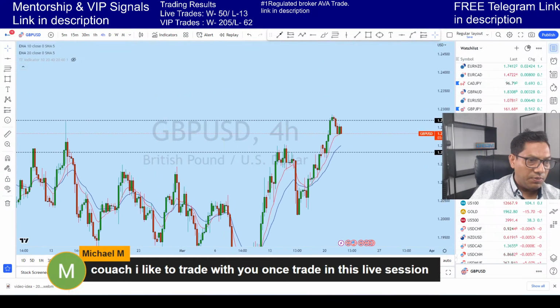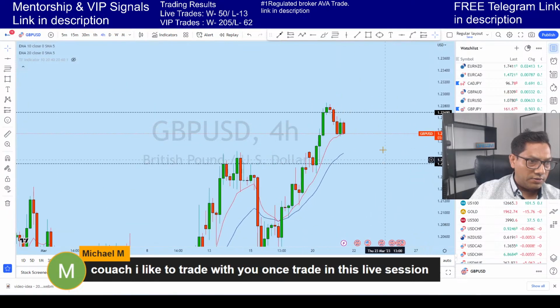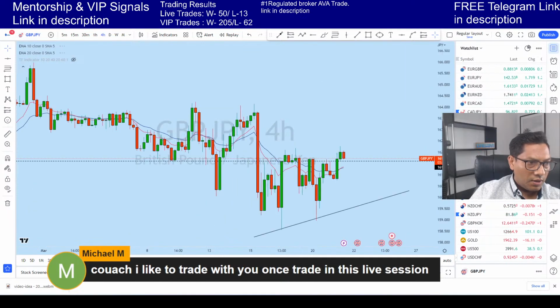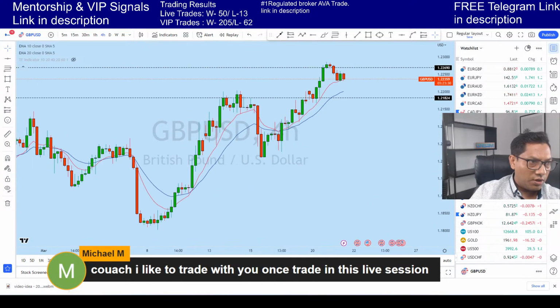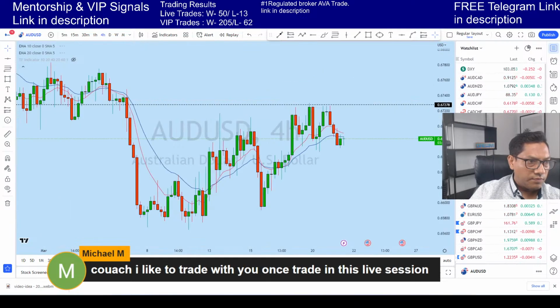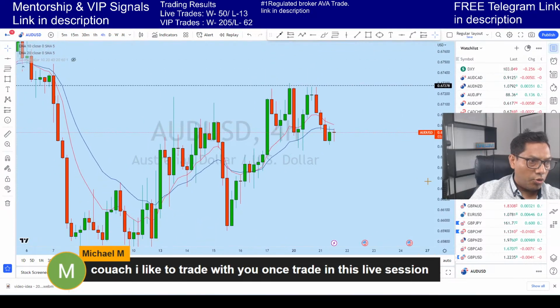Be patient. You can see GBPUSD, as I mentioned, that after closing of this candle it is likely to drop, and it's coming down. Highly likely it will come back down to this 4-hour 20 EMA zone. Okay, and we see that especially GBP is getting very weak, right? So with that on gold, and we see AUDUSD, we might see a drop on AUDUSD as well.